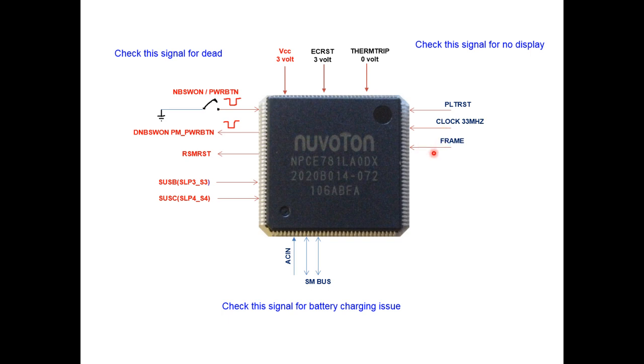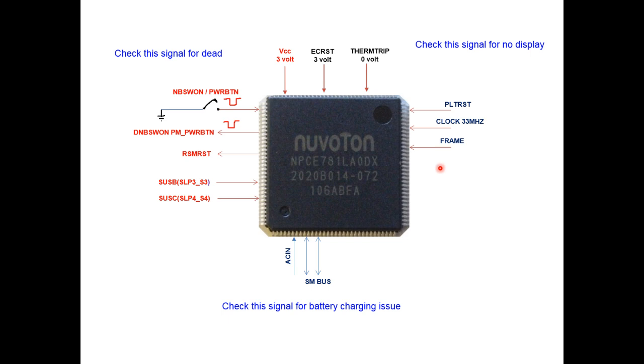The next signal is called the frame signal. This is a 3.3V pulse coming to the SIO from the PCH. This signal also you have to check with the oscilloscope. If this signal is not coming, that means the possible fault could be my CPU or the PCH. So these are the 3 signals. If the laptop is powered on but no display, then these are the 3 signals you have to check on the SIO.